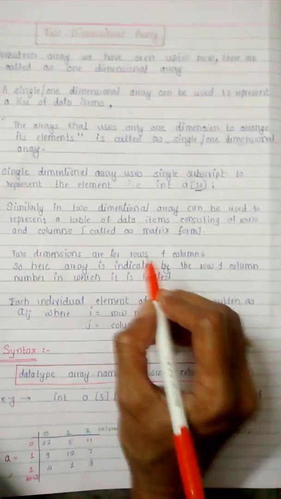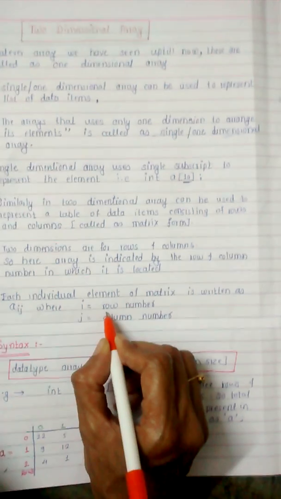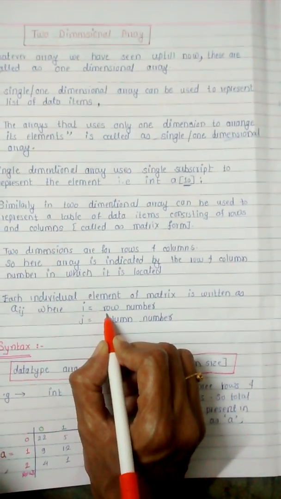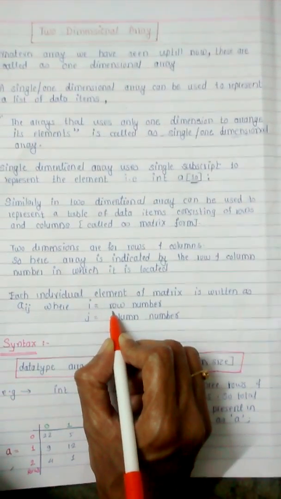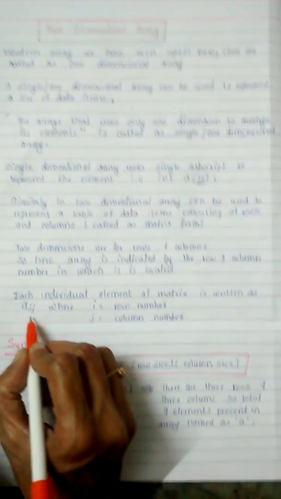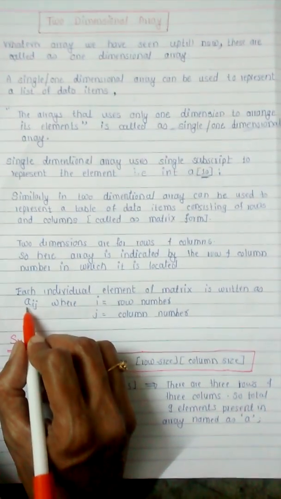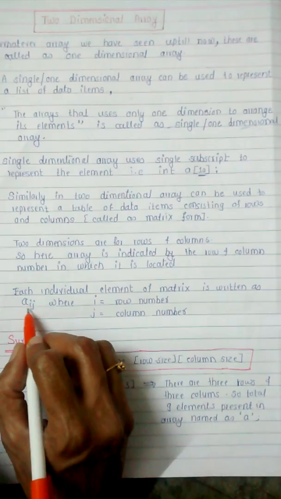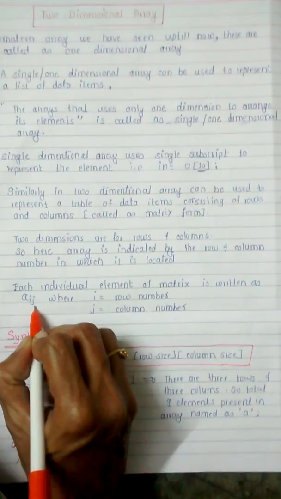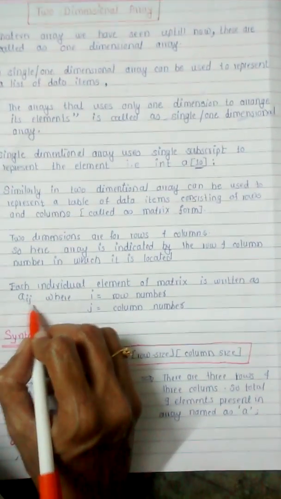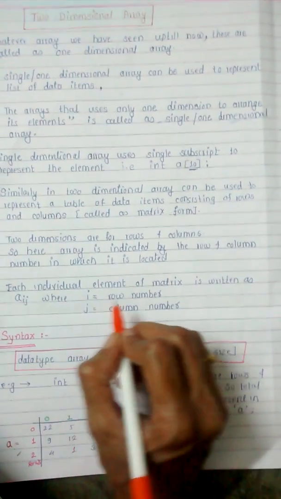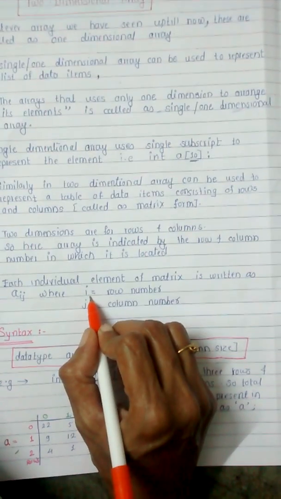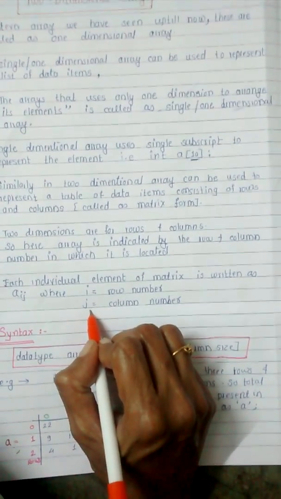In a two-dimensional array, two subscripts are used. One is for the row and another one is for the column. For example, an individual element from the array A of i j can be identified as the element of A having row number i and column number j.